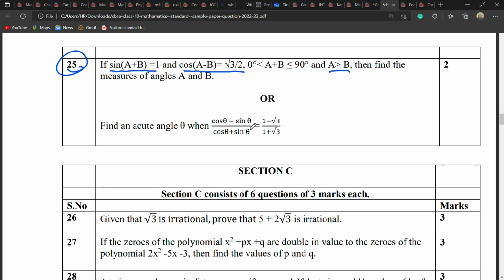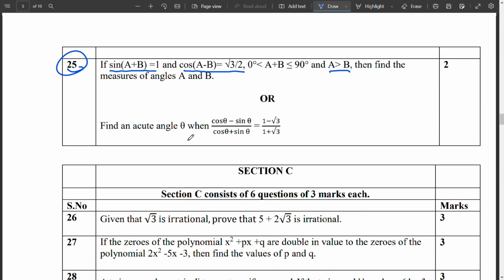Now moving on to the second part. In the second part, they have given an equation and the question is to find an acute angle theta. You have to find the measure of angle theta when (cos theta minus sin theta) upon (cos theta plus sin theta) is given to be equal to (1 minus root 3) upon (1 plus root 3).